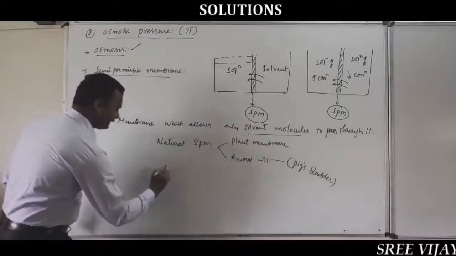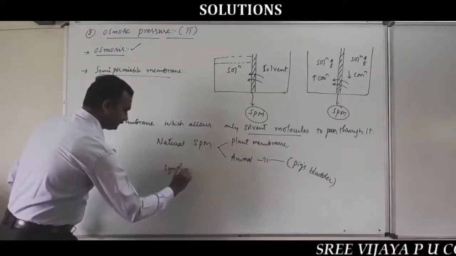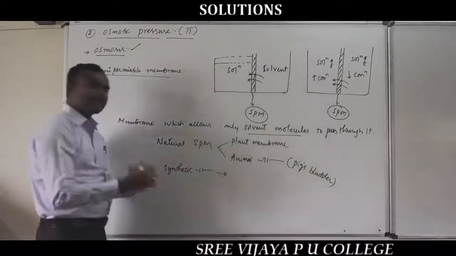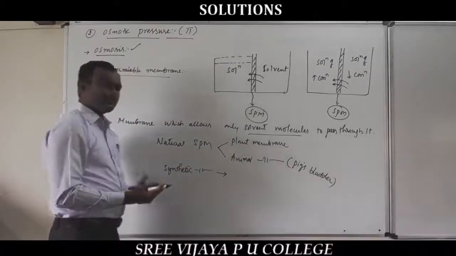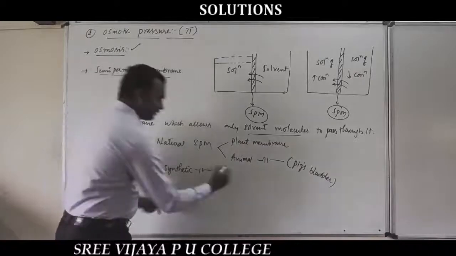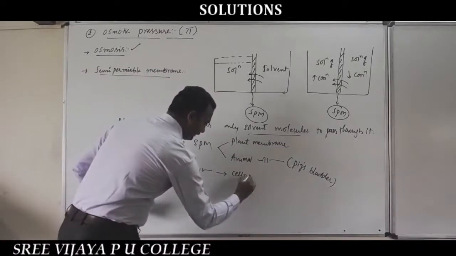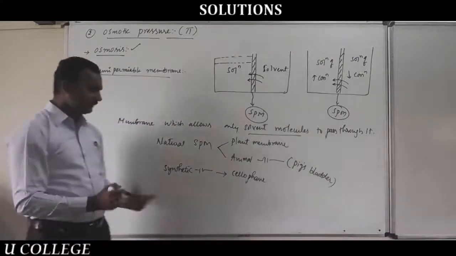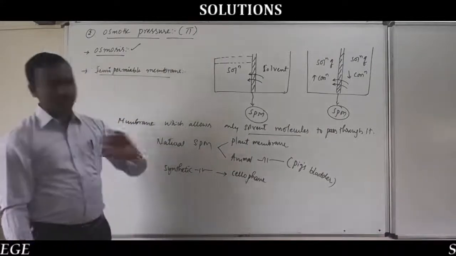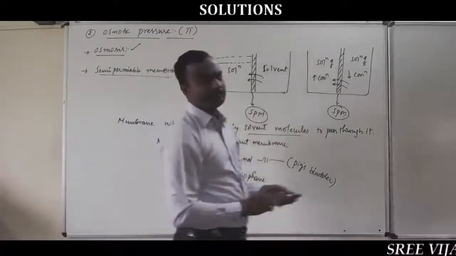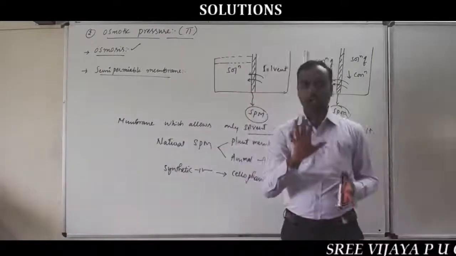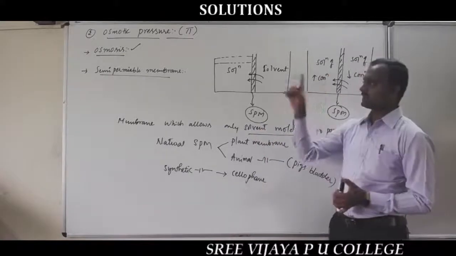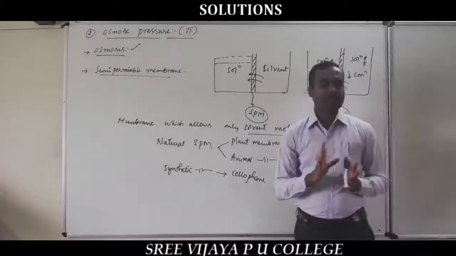And one more is the synthetic semi-permeable membrane. It is synthesized, prepared in the industries. The best example is cellophane. Cellophane is the best example for a synthetic semi-permeable membrane. Whether it is natural or synthetic, it allows only solvent molecules to pass through it but not solute particles. So for osmosis, the semi-permeable membrane plays a very important role.